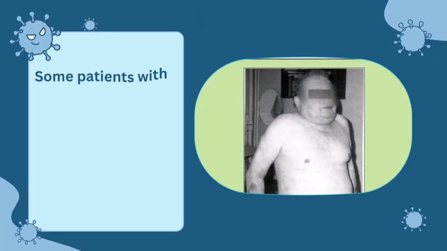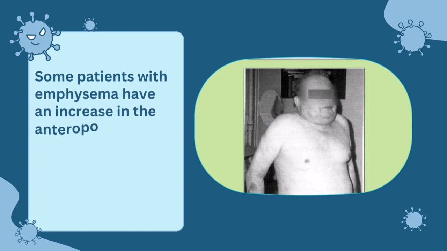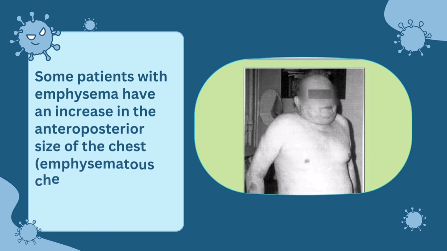Some patients with emphysema have an increase in the anterior-posterior size of the chest. Emphysematous chest, barrel chest, look at this picture. This is a patient with an emphysematous chest.